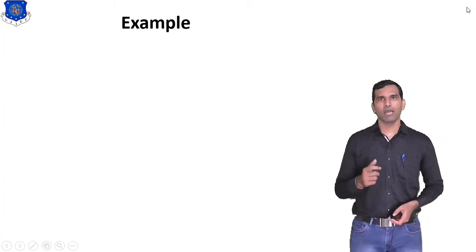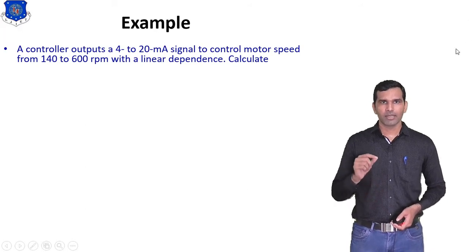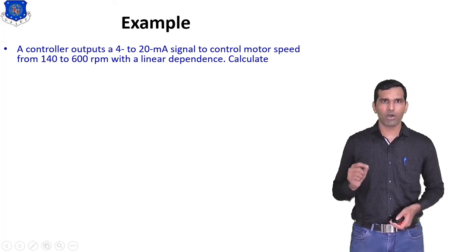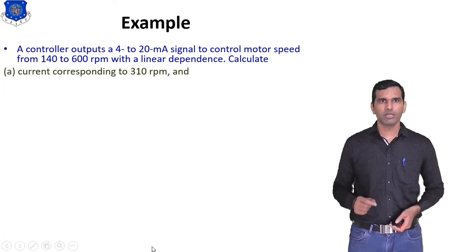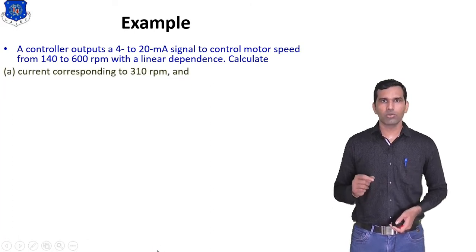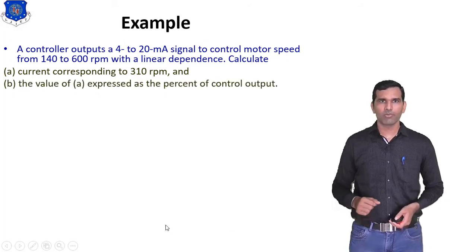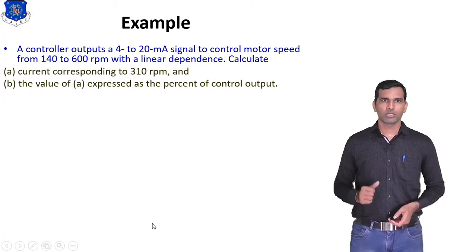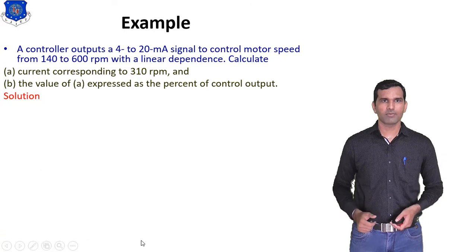Now we discuss an example. Here a controller outputs a 4 to 20 milliampere signal to control motor speed from 140 to 600 rpm with a linear dependence. Calculate first, the current corresponding to 310 rpm, and second, the value expressed as a percent of control output. So here we have to calculate the current. Now we start the procedure.